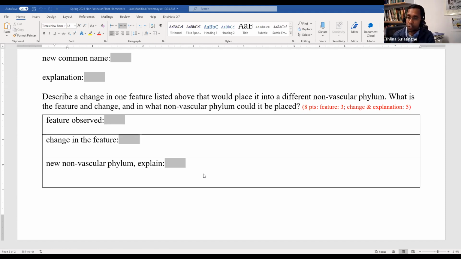So definitely not hepatophyta. Now it should be either bryophyta or anthocerophyta. Like that, you can change because of the feature. The feature is the presence of stomata on the sporophyte, and because of that, you change its phylum. You assign it to a different phylum. That's what we mean by a new character, where you change your phylum assignment based on that.